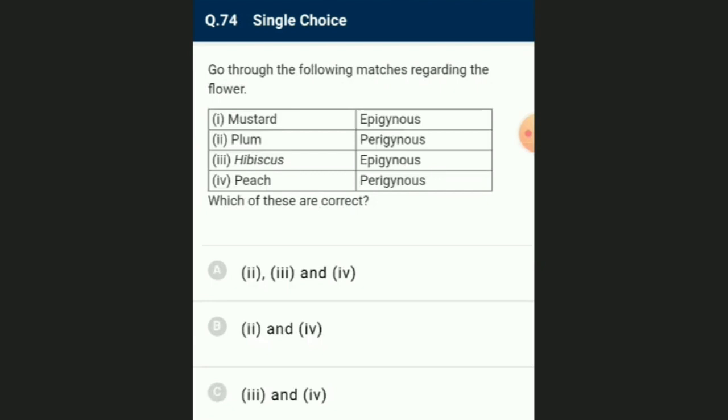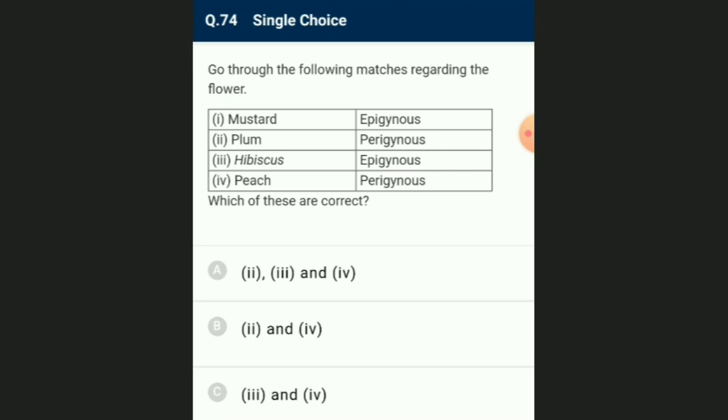Question number 74. Go through the following matches regarding the flower. Based on the position of the ovary, flowers can be classified into three types: hypogynous, perigynous and epigynous. See the diagrammatic representation which is given very clearly in the textbook. When the sepals, petals and stamens are attached to the receptacle below the ovary, it is known as hypogynous. In this case, the ovary is said to be superior. When the sepals, petals and stamens are combined at the base to form a cup-shaped structure called hypanthium inserted beneath the ovary, it is said to be perigynous.